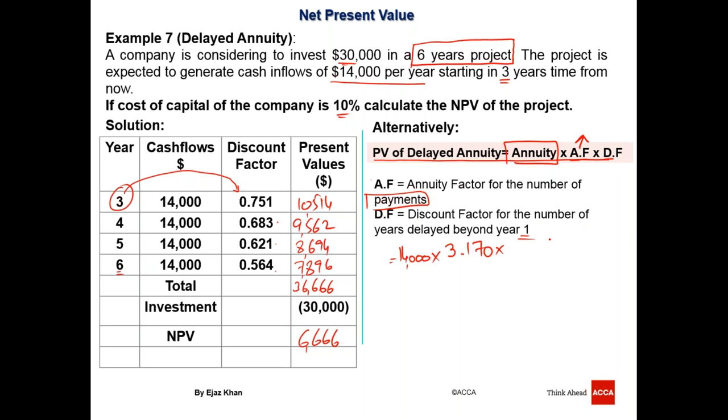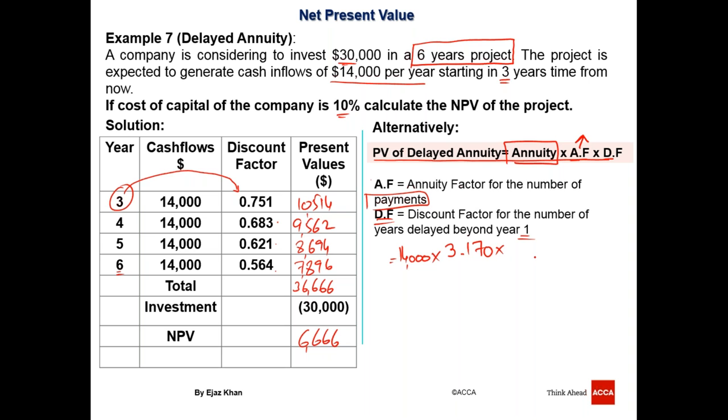As you all know, the ordinary annuity starts from year one, whereas this project is starting from year three. That is, it is starting to generate cash inflows from year three. So the gap between an ordinary annuity and this annuity is 2 years. Usually it starts from year one, and here it is starting from year three. So we can say there's a delay of 2 years. So the discount factor should be equal to the number of years delayed. So if you can just go back to the discount factor table, go to the 10% column and look at the discount factor at year two.